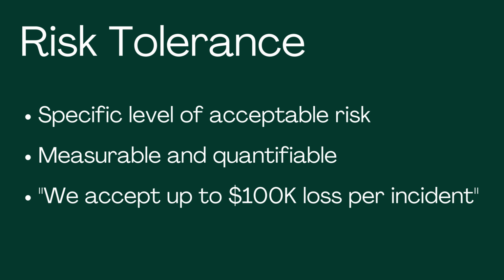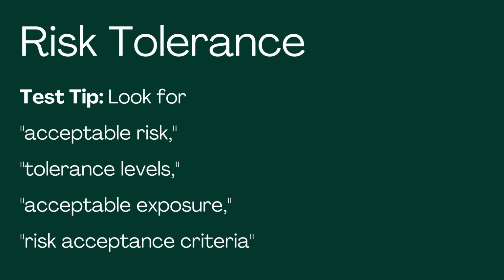And then here we are with tolerance, which defines the level of risk the organization is willing to accept in pursuit of its objectives. So you've got acceptable risk, you've got risk appetite, tolerance levels, acceptable exposure, risk acceptance criteria. These are all key phrases to tie in when the question is talking about what is the risk tolerance of this organization, risk tolerance level.